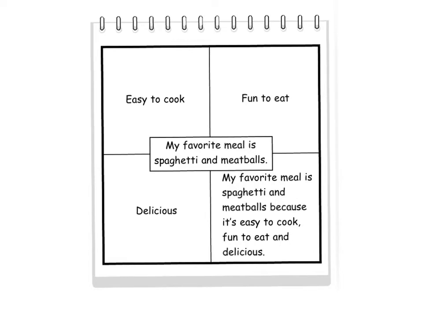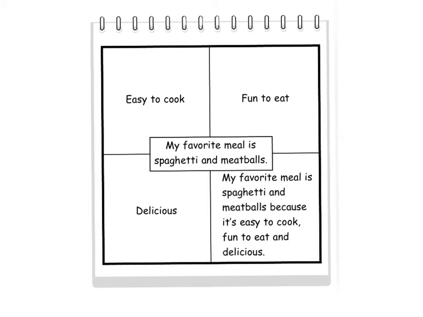I can't have something in box 2 that is too close to another reason for it in box 3 because it weakens my paper and my point. You want more reasons to prove. So easy to cook, fun to eat, and delicious.